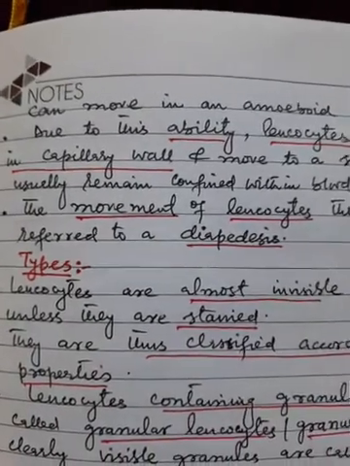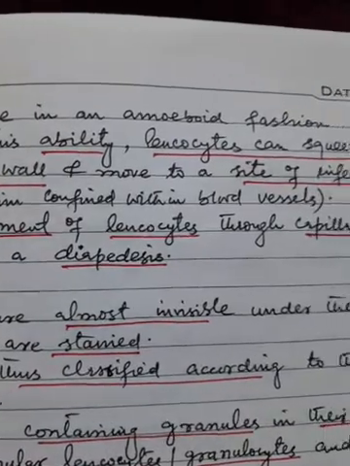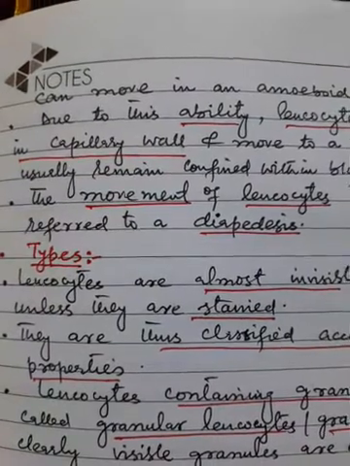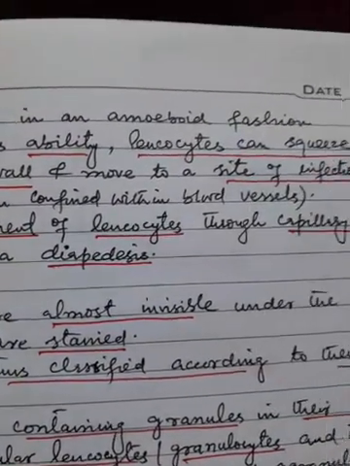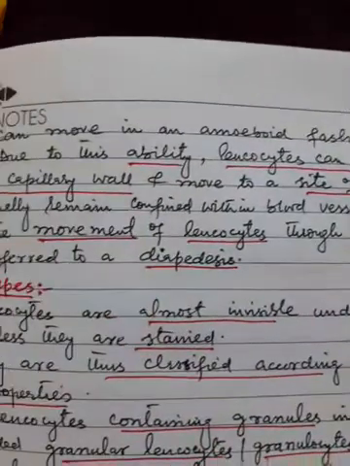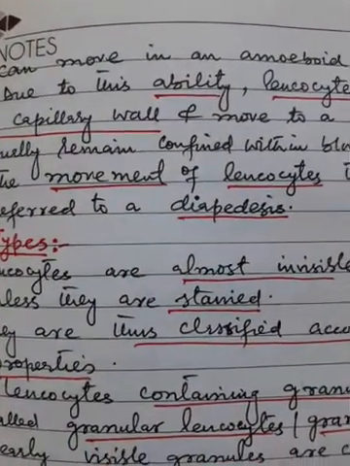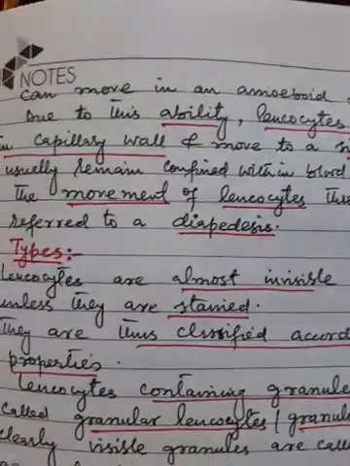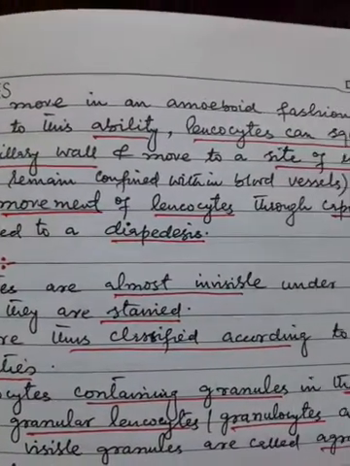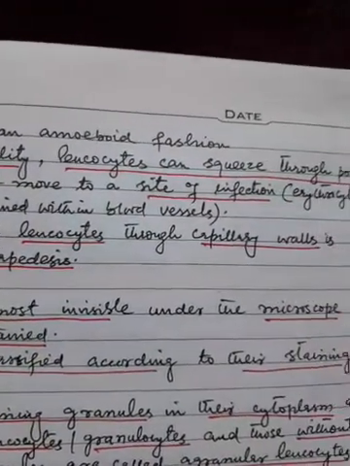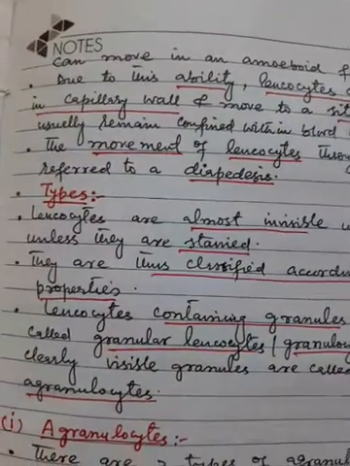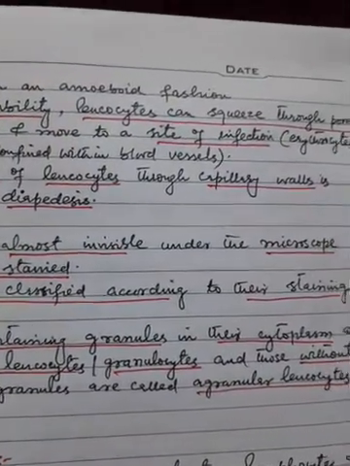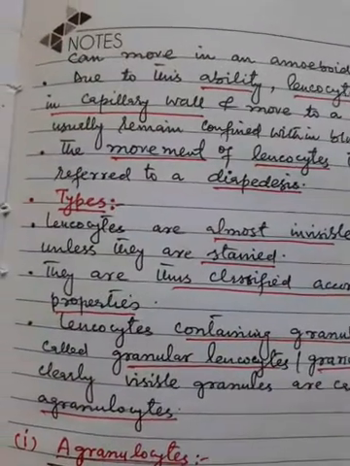Types. Leukocytes are almost invisible under the microscope unless they are stained. They are thus classified according to their staining properties. Leukocytes containing granules in their cytoplasm are called granular leukocytes or granulocytes, and those without clearly visible granules are called agranular leukocytes or agranulocytes.